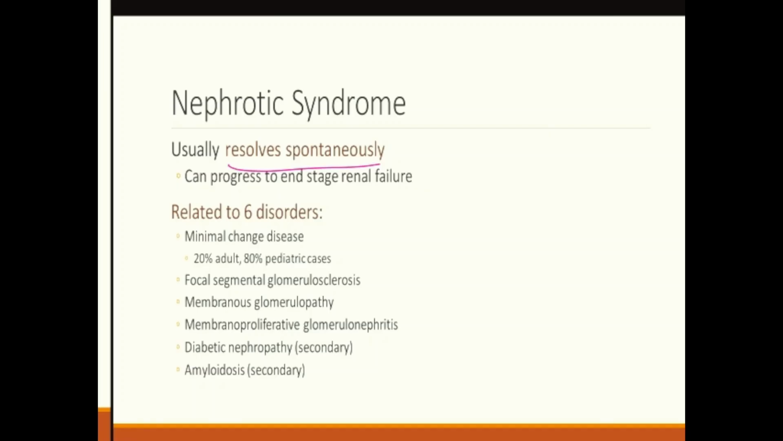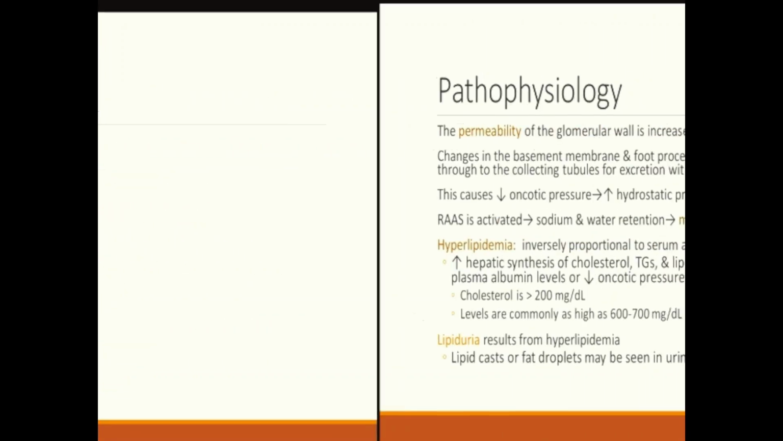There are 6 main disorders. Minimal change disease is the most common cause in pediatrics. It's called minimal change because there are minimal changes on the tissue, on histology. Nothing really changes, but they have all these proteins spilling out. There's focal segmental, membranous, membranoproliferative, and here are your secondary causes, diabetic nephropathy and amyloidosis.